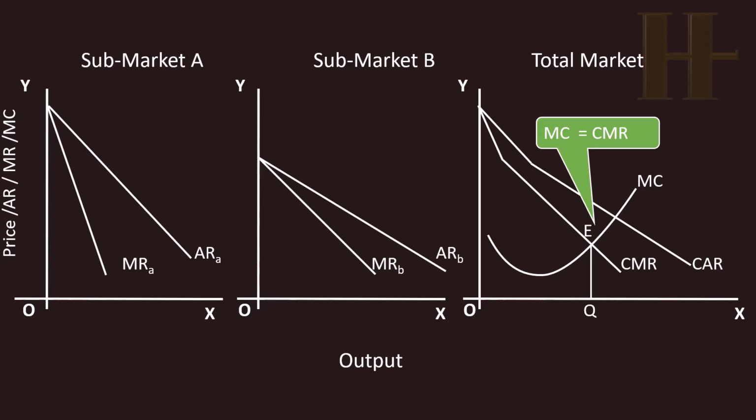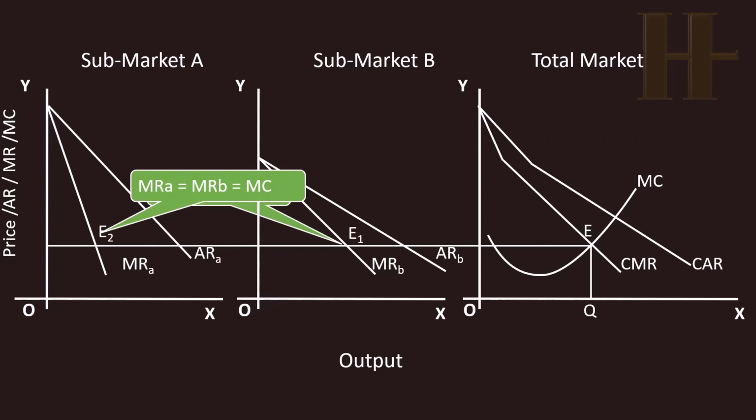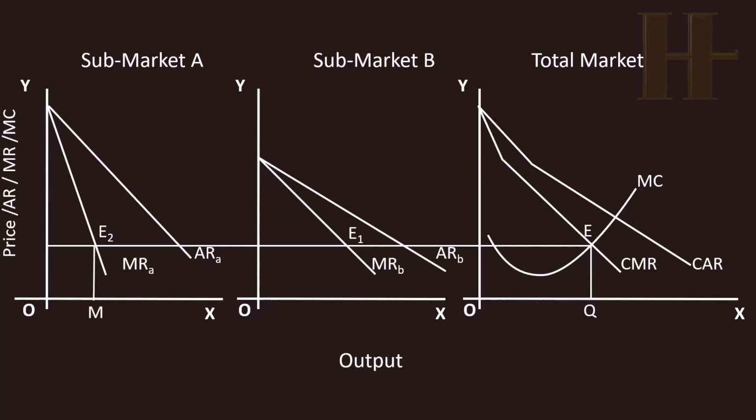How is he going to do this? He will allocate so much of quantity to each market which equates the marginal revenue of submarket A with marginal cost and the marginal revenue of submarket B with marginal cost. Accordingly, he decides to sell M units in submarket A and N units in submarket B. Sum total of quantity assigned to submarket A, M units, and quantity assigned to submarket B, N units, is equal to total output Q units.